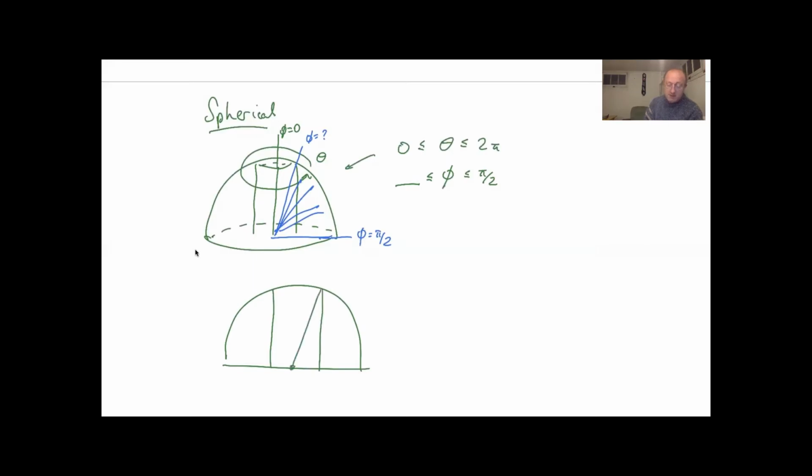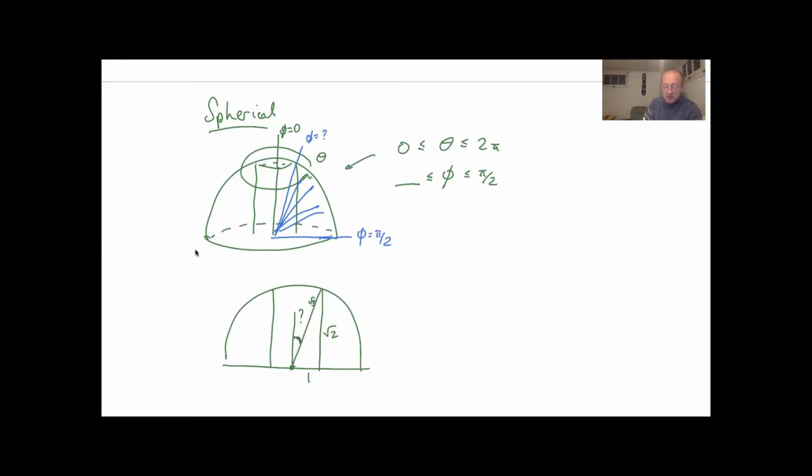We're interested in this angle between the North Pole and that line from the center to the corner. And what we know is that the cylinder has radius 1 and the sphere has radius square root 3. From that, we figured out that the height here was square root 2, and then now we can figure out our angle.